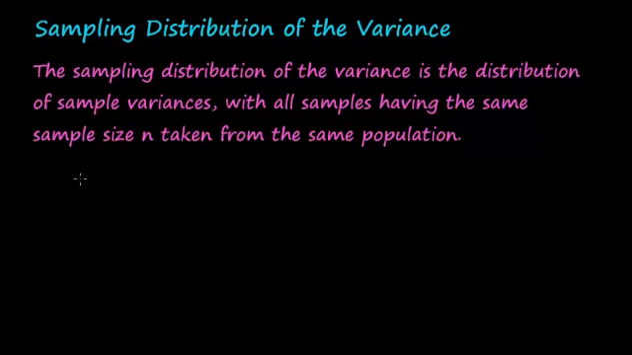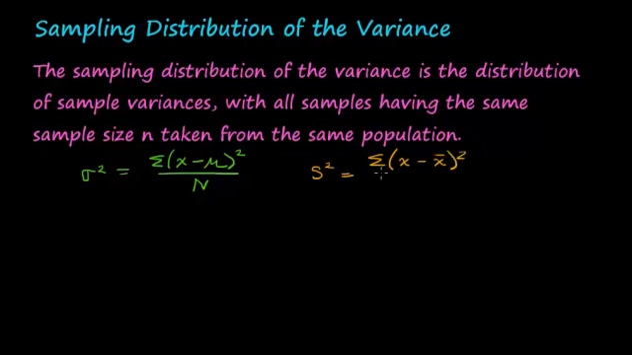So recall that the population variance, sigma squared, is equal to the sum of each random value x minus the population mean squared divided by the population size. And how this was different from the formula for the sample variance. Here we took the sum of each value of the random variable minus the sample mean squared, but here we divided by n, sample size, minus 1.